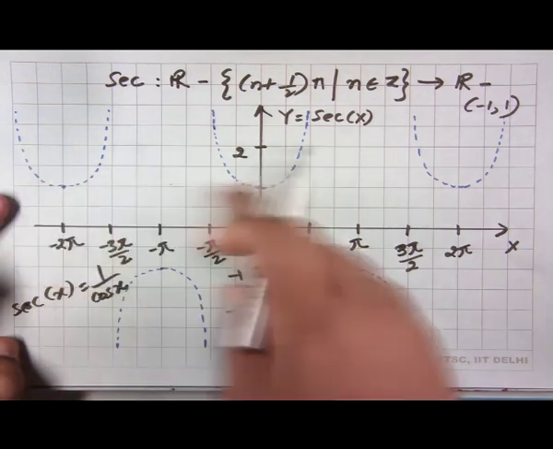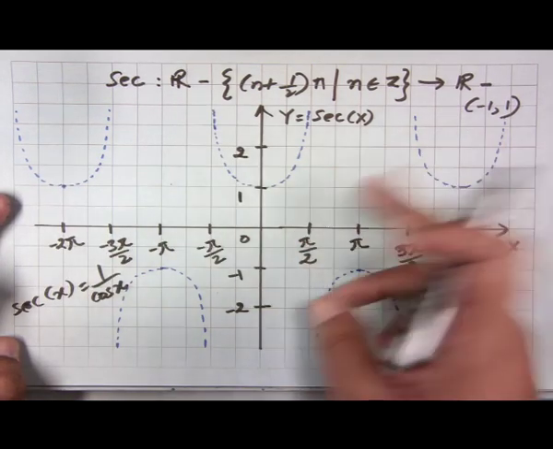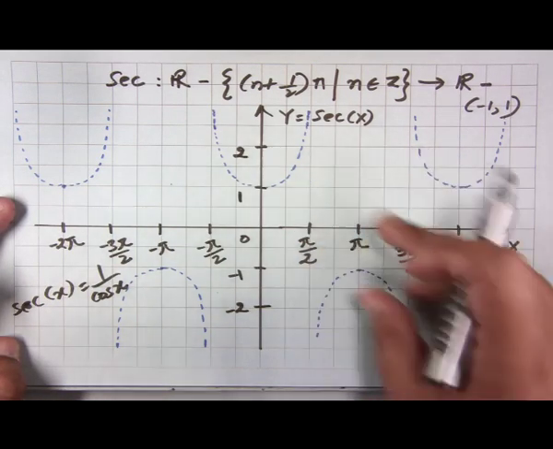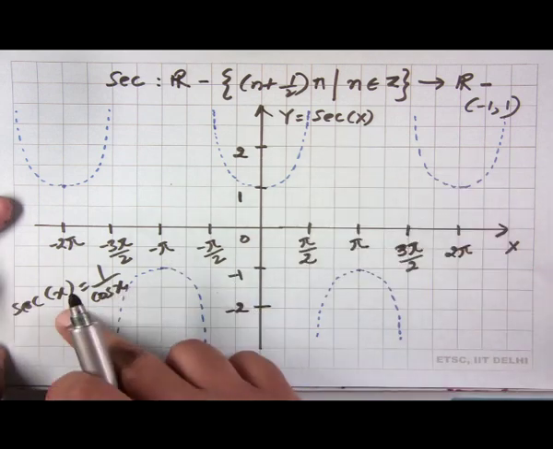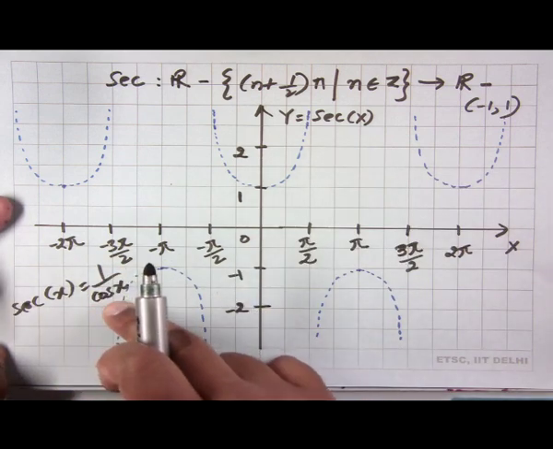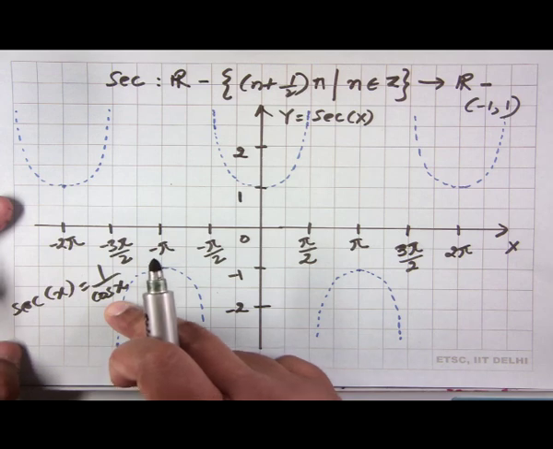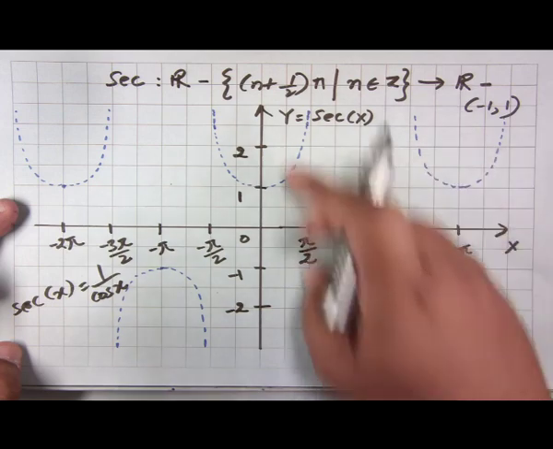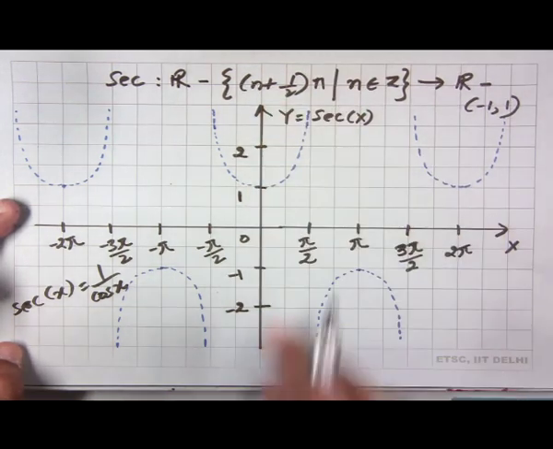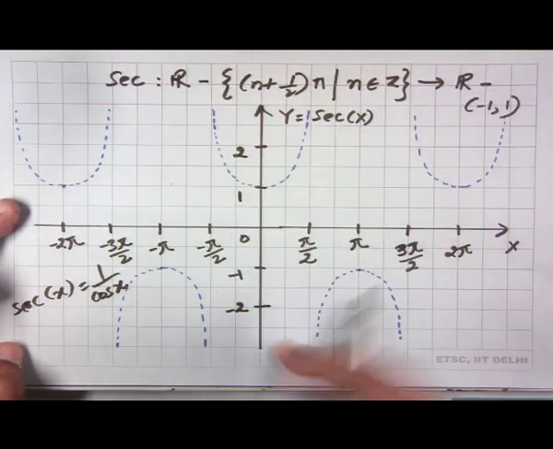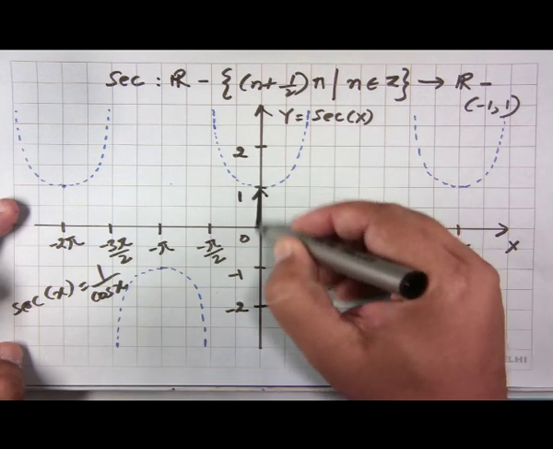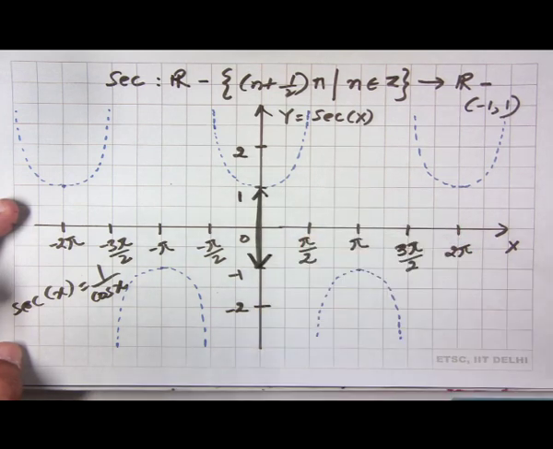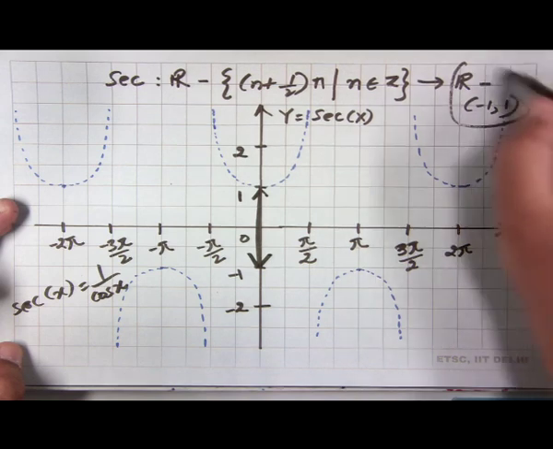What we see is that the secant function is also periodic, and the range, as we can see, is determined by the fact that secant of x is 1 over cos x, and cos x is between -1 and +1. So the range of the secant function is the entire real line, the entire vertical axis here, except this interval between -1 and +1. So, that is this range.